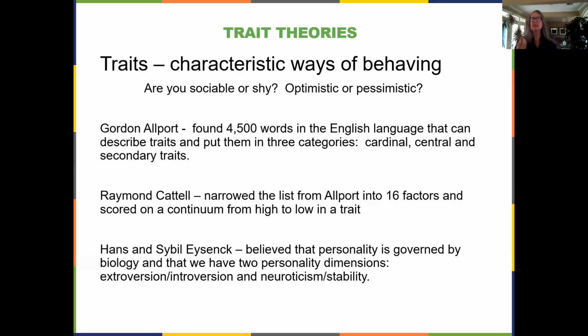So the trait theorists and theories are going to focus on the types of behavior that people oftentimes do. They're like characteristic ways of behaving. And they thought that this would be a great way to be able to identify people's personalities. So what they were trying to do is say that certain people tend to share all of these different behavioral traits or behaviors. We're going to call that a trait.